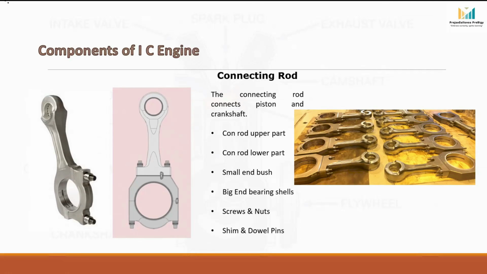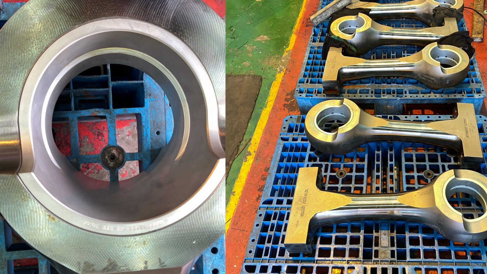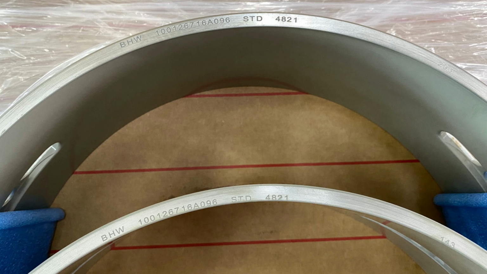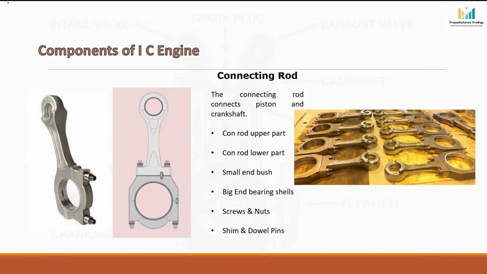Small end bush. The small end connects to the piston through the gudgeon pin. A bush is fitted here to reduce friction and wear. Big end bearing shells. The big end of the connecting rod is mounted on the crankshaft crank pin. Bearing shells are fitted here, so the connecting rod can rotate smoothly on the crank pin with an oil film.